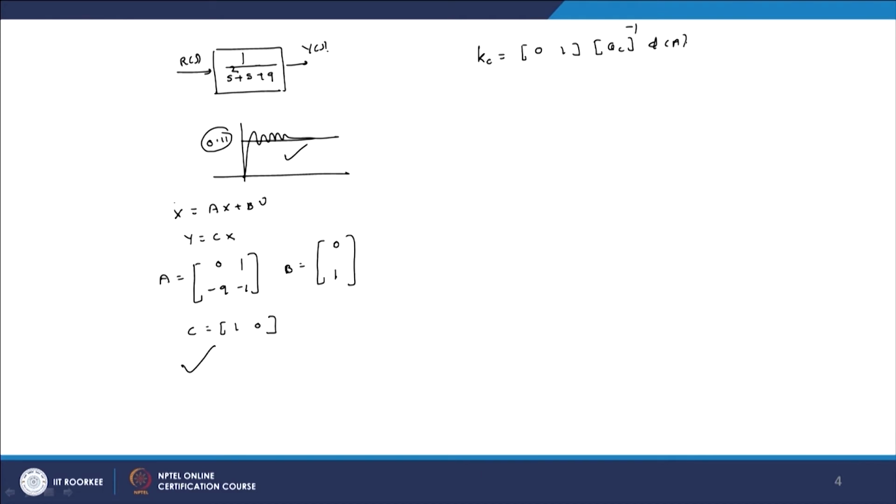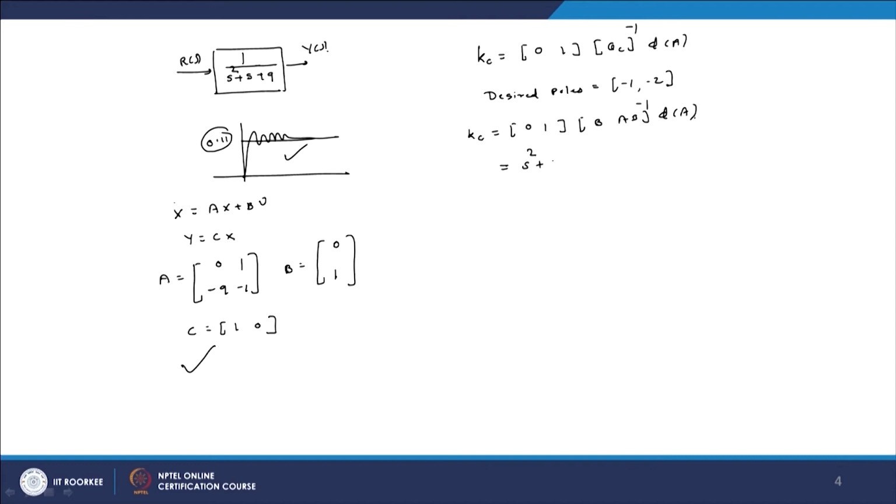Phi of A consists of the desired poles. So, here our desired poles are at, say, minus 1 and minus 2, and KC is given as [0 1] times the inverse of [B AB] times phi of A. So, how to get phi of A? This phi of A depends upon the characteristic equation.